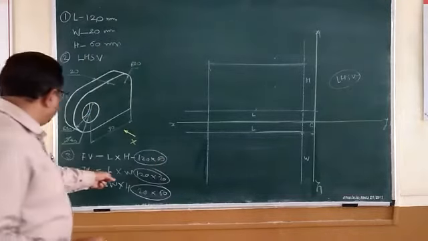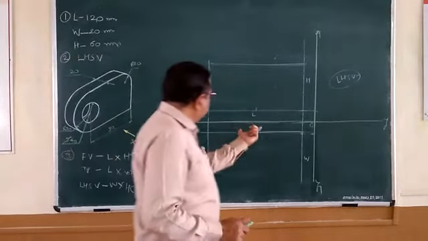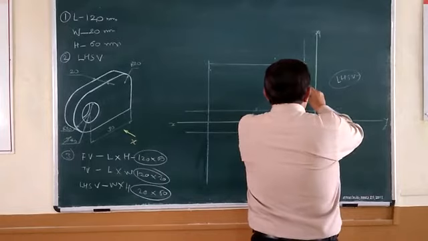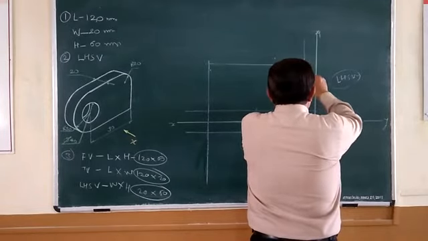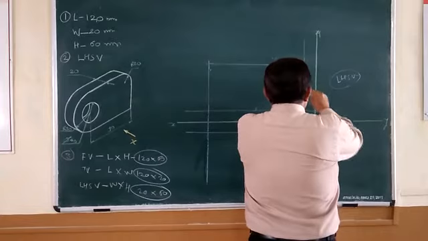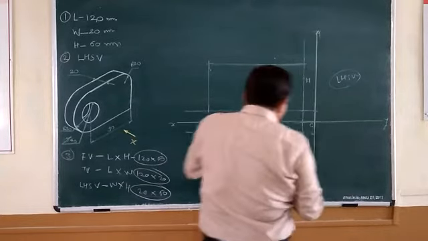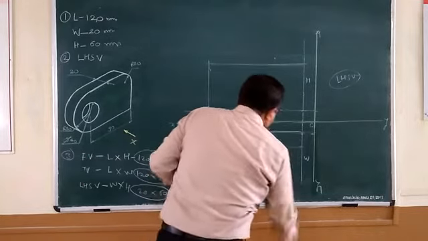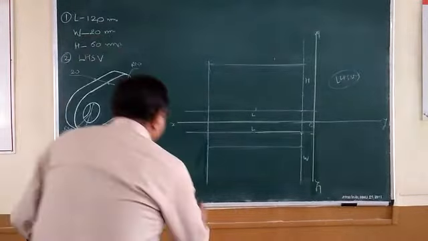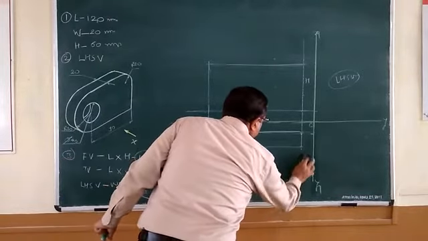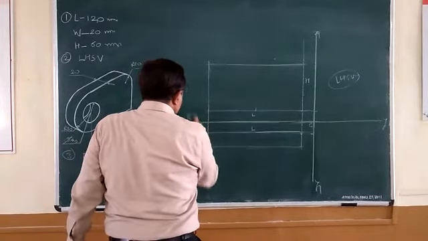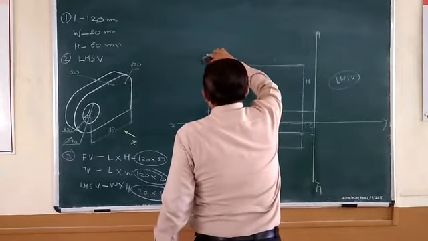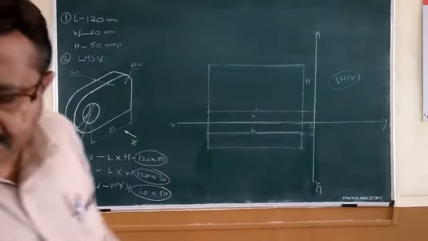Top view construction. Top view area is length by width, 120 by 20. Length is here. Width is only 20 mm, one third of this. By scale, only 20 mm we have to mark. So I will mark that 20 here. Okay, so both the areas are ready. The front view area and top view area, at once we have prepared them and made them ready.